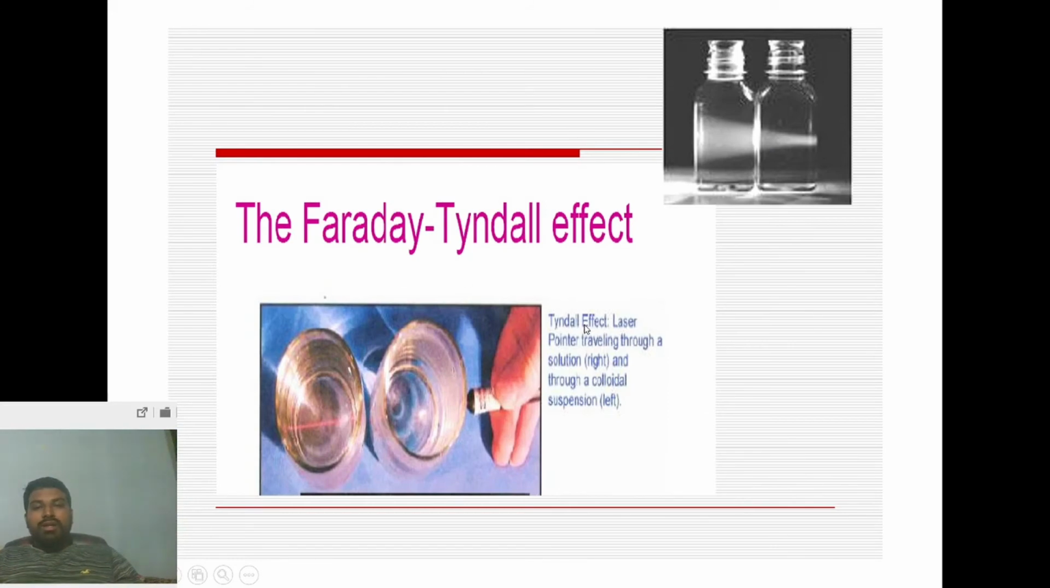The Faraday-Tyndall effect. See, this is the Tyndall effect. Pointer traveling through a solution, right, and through a colloidal suspension, left. This pointer is traveling through over here. These are the clear solution and this is the suspension.